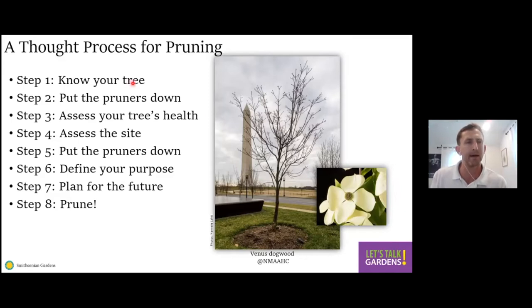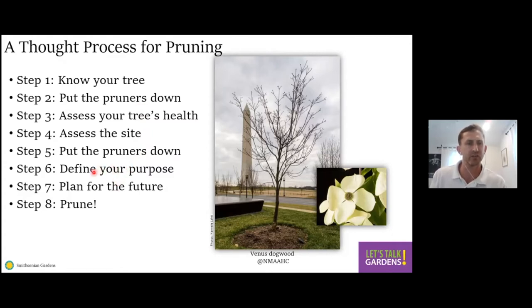So first, step one, know your tree. Step two, pause. Really my emphasis here is taking our time, thinking through what we're doing before we do it. Step three, assess our tree's health. Step four, assess the site and how happy the tree is in that site. Again, pause one more time. Take your time before you start cutting branches, especially if you're more of a beginner. Just enjoy nature a little bit. Step six, define your purpose. What is it that you're trying to accomplish with cutting branches?